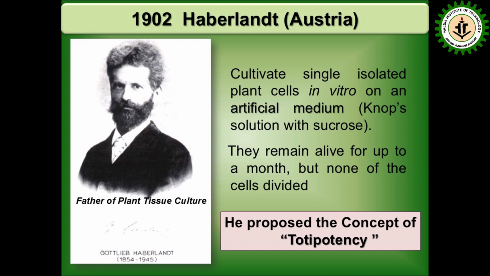Haberlandt, a German scientist, is often referred to as the father of plant tissue culture. In 1902, Haberlandt proposed the concept of cell totipotency, the idea that every plant cell has the potential to regenerate into a whole plant. He attempted to culture isolated plant cells from leaves and stems in a nutrient medium but was unsuccessful in achieving cell division. Nevertheless, his theoretical work set the stage for future advancements.